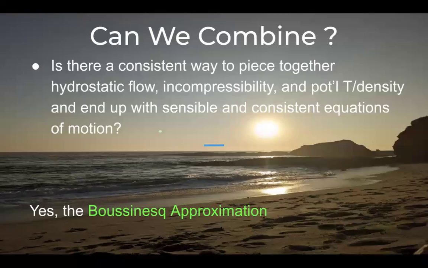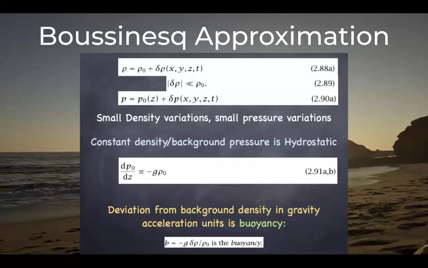Okay. So is there a consistent way to combine these ideas together? Hydrostatic flow, incompressibility, potential temperature and density, end up with sensible and consistent equations of motion. Yes, there is something called the Boussinesq approximation, in which you make all of those approximations all at once. And so your density is the background plus a little bit, which means the pressure is the hydrostatic pressure plus a little bit. That's the relationship between the hydrostatic pressure and the background density.